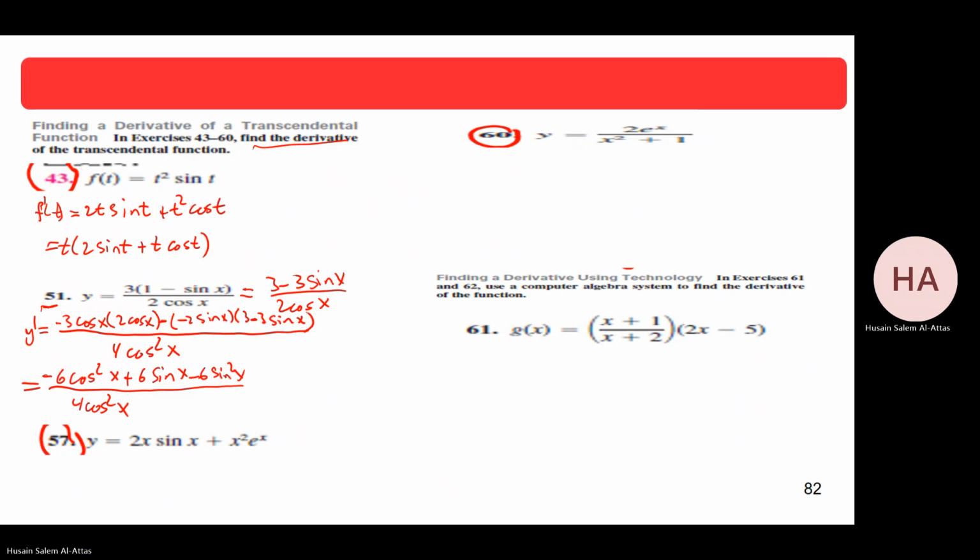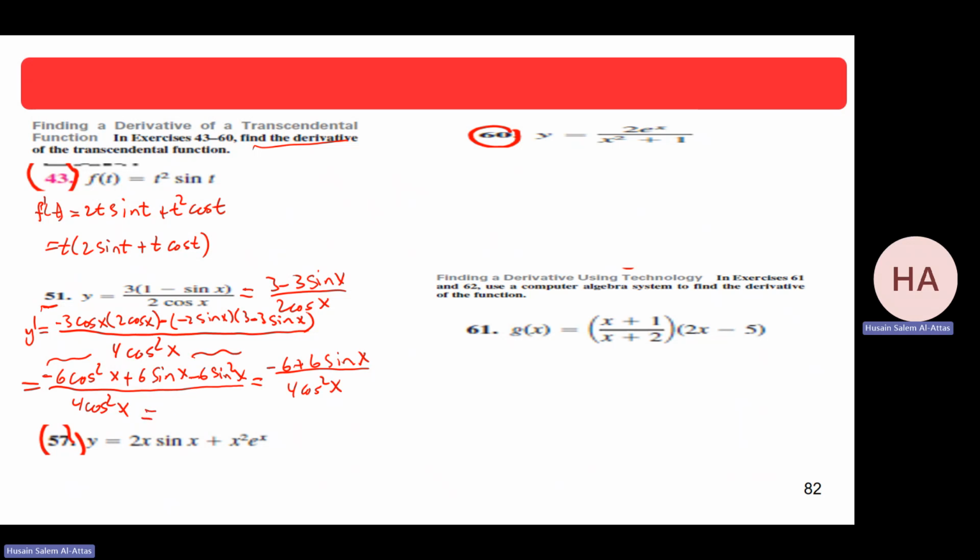Okay. If you notice, this minus 6 cosine square minus 6 sine square will be minus 6 times sine square plus cosine square, which is minus 6. So that will be minus 6 plus 6 sine x over 4 cosine square x, where I can simplify it.